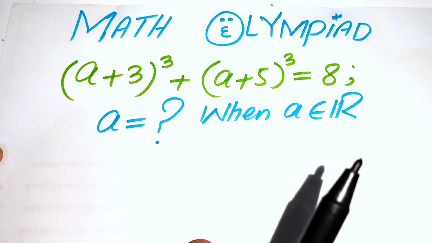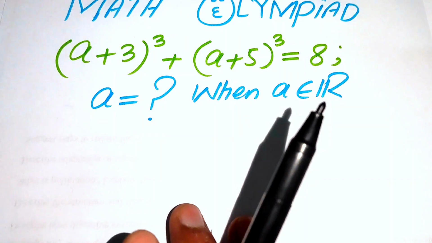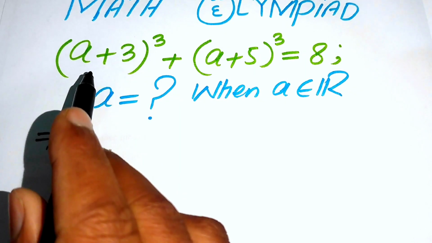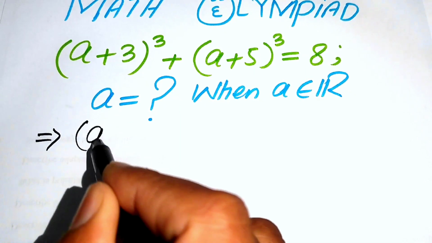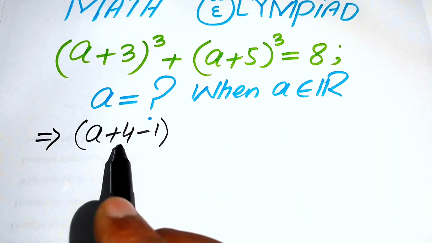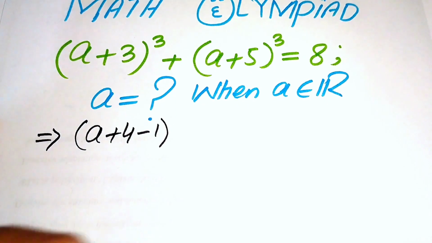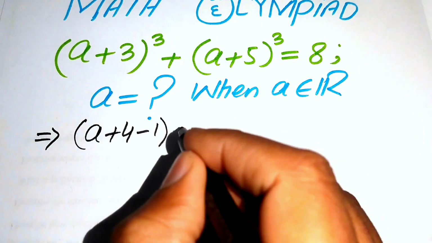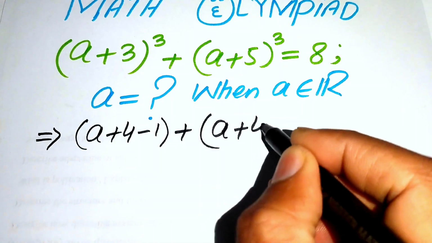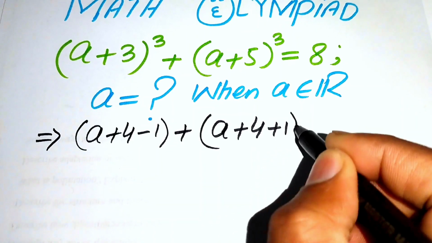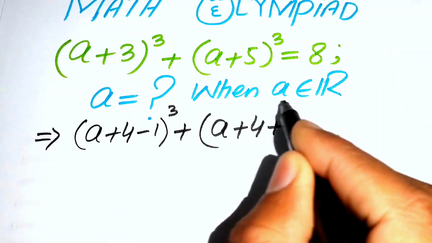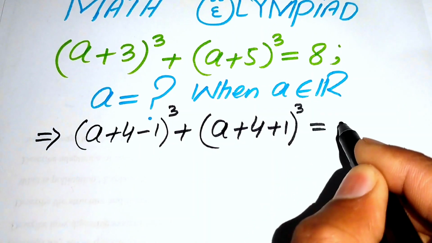So the very first thing we are going to do is rewrite this given equation. Here we have a + 3 and we write it as a + 4 - 1. We write this 3 as 4 - 1 because 4 - 1 equals 3, and similarly we write this 5 as a + 4 + 1, and you know that 4 + 1 becomes 5. So this is the whole cube of this one and whole cube of this one, and this equals 8.